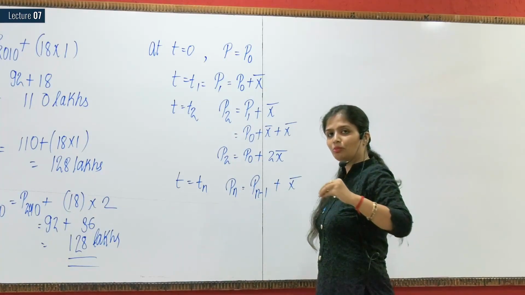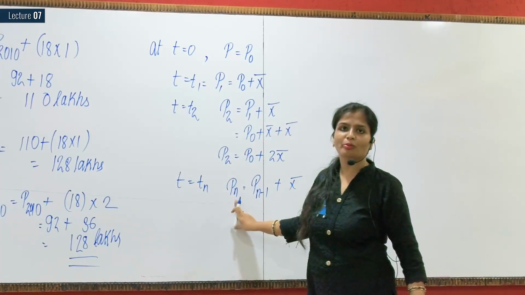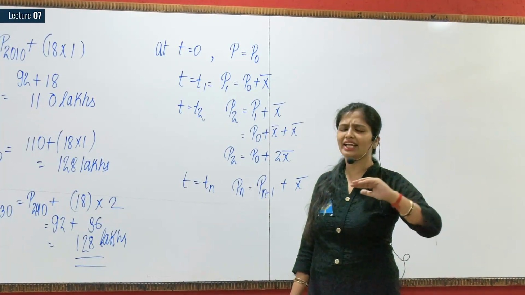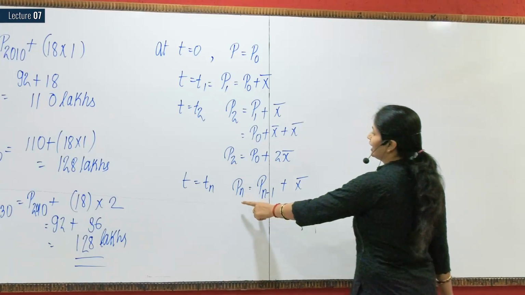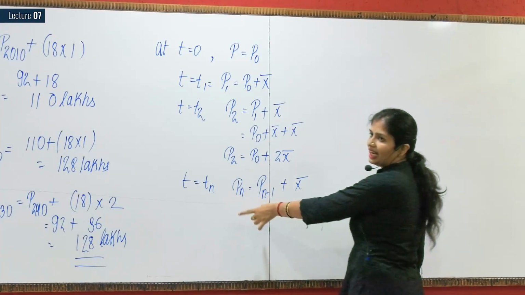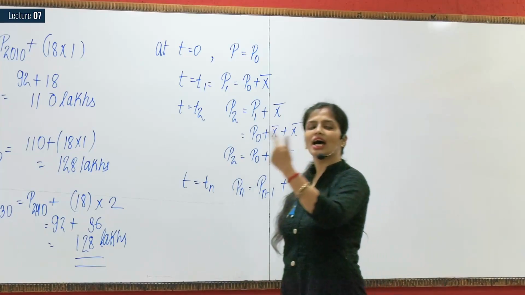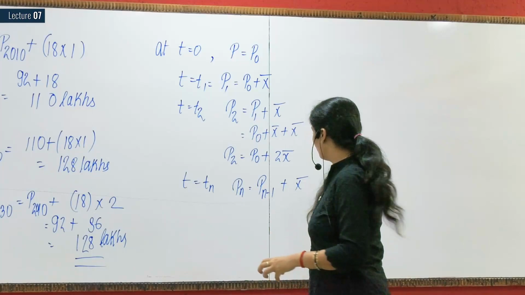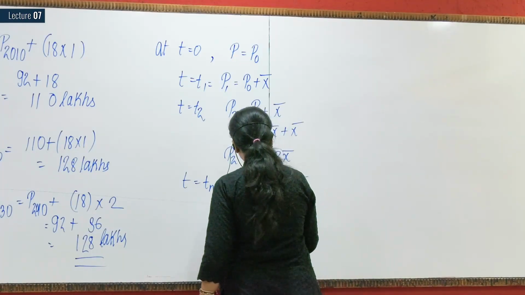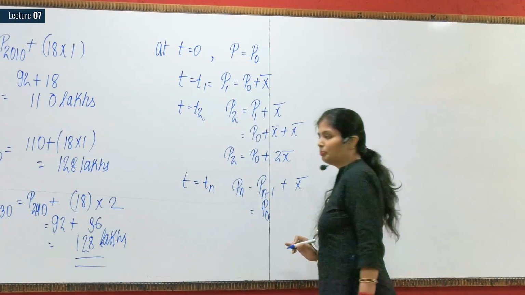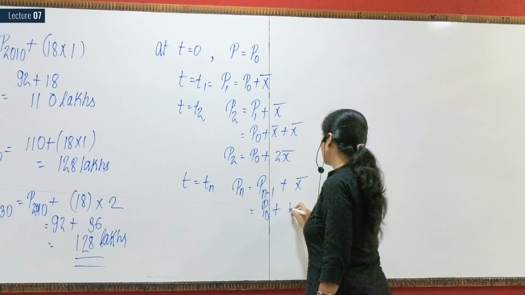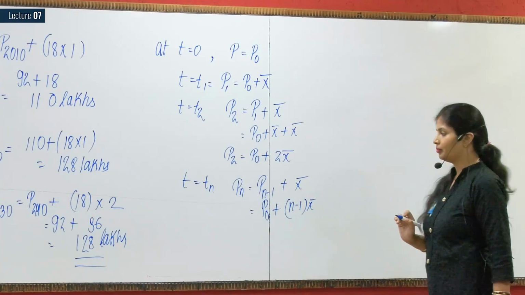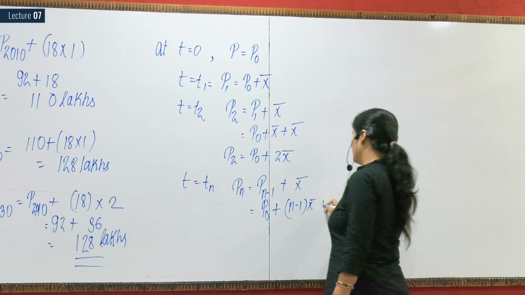So I am telling that population after n decades. This Pn is population after n decades. That n can be 10 decades, 15 decades, 5 decades, anything. Fine. So I want to express population after n decades based upon the last known population, the population which was known to me. So Pn minus 1, if I want to express in terms of P naught, it will be P naught plus n minus 1 X bar. And this is plus X bar.